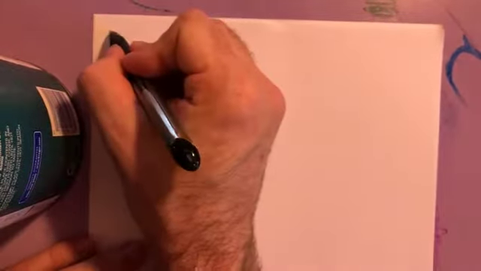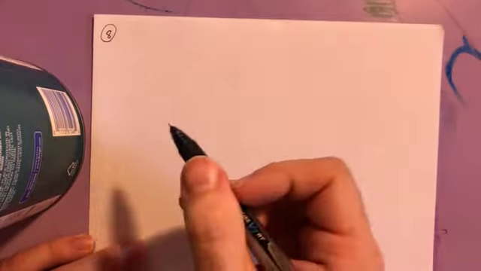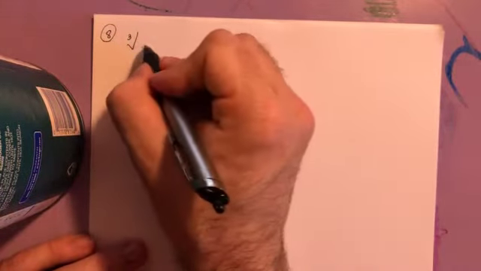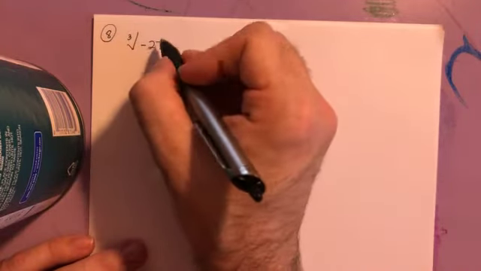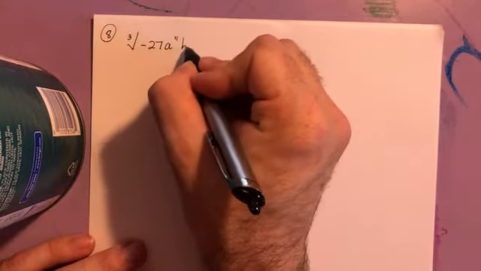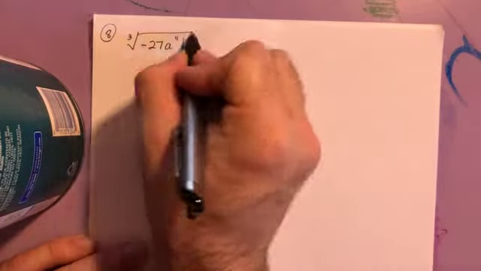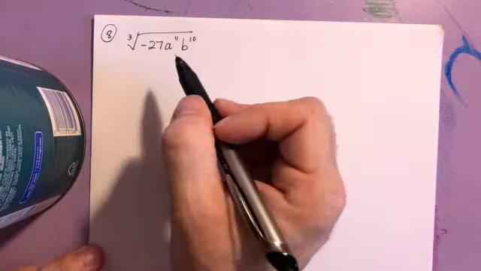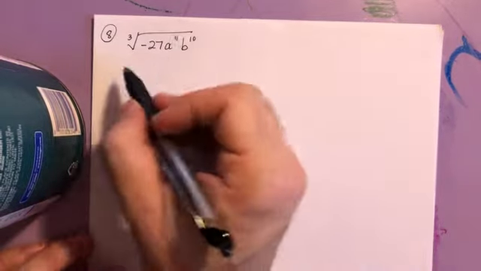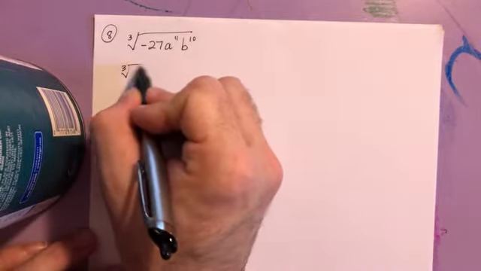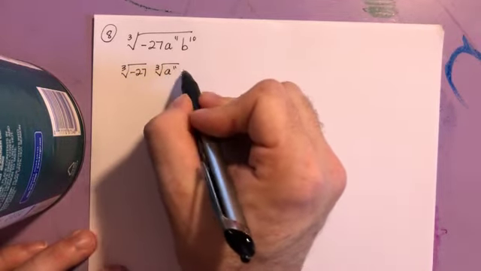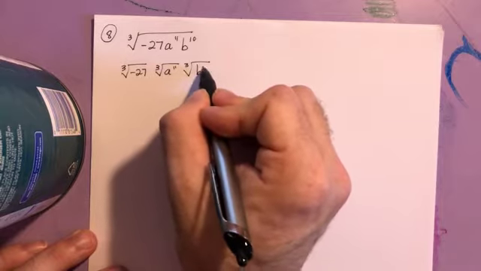Another way to do it, number 8, is by dividing. Negative 27, a to the 11th, b to the 10th. Okay, and we got a cube out here, so we're doing cube roots. So first thing I want to do is split them all up into numbers and letters. So negative 27, the cube root of a to the 11th, and then the cube root of b to the 10th.